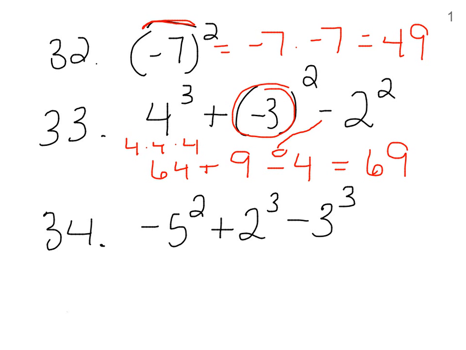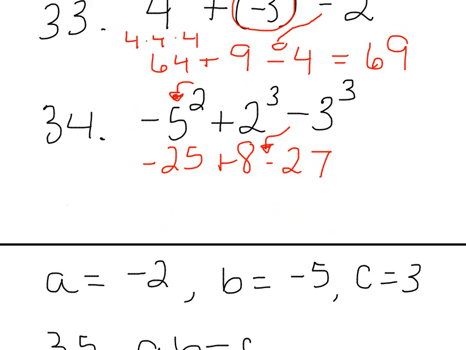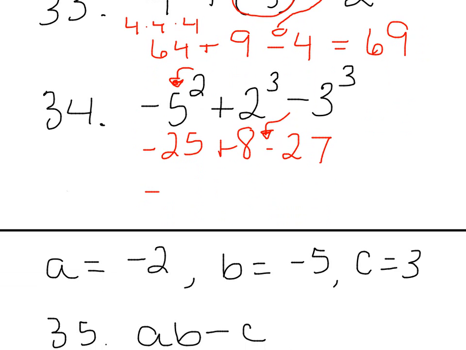So that's the answer. On 34, on negative 5 squared, again, what's being squared is just the 5, not the negative, so the negative comes down, and 5 squared is 25. And then 2 to the third power is 8, and then this minus comes down because it's not included in what's being to the third power, and 3 to the third power is 27, 3 times 3 times 3. So negative 25 plus 8 is negative 17, and negative 17 minus 27 would equal negative 44. So negative 44 is your answer.